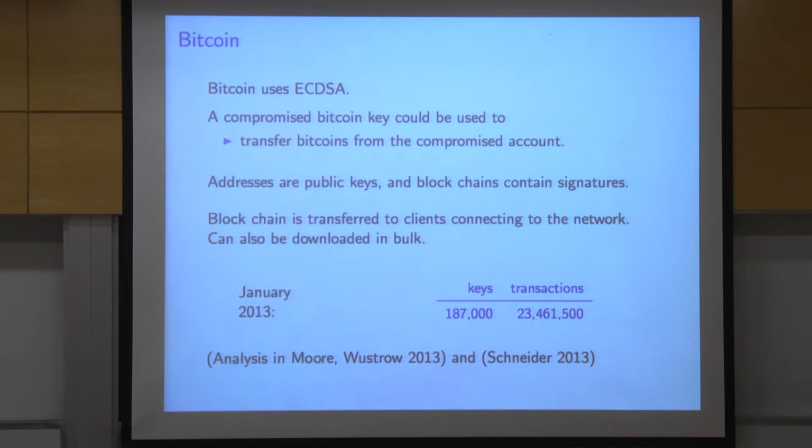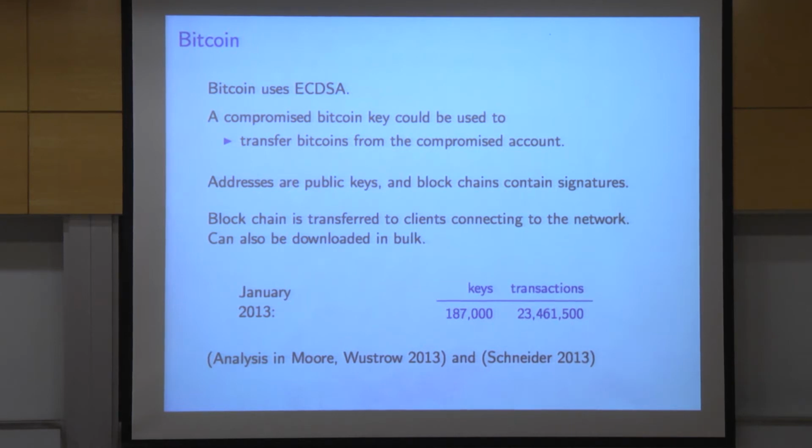Essentially, your Bitcoin address is your public key. And the blockchain of Bitcoin transactions is signed by people's Bitcoin keys. And so you have keys and signatures. And as part of the protocol, all of the clients who use Bitcoin, they download the blockchain when they connect to the network. This is what allows the decentralized property.